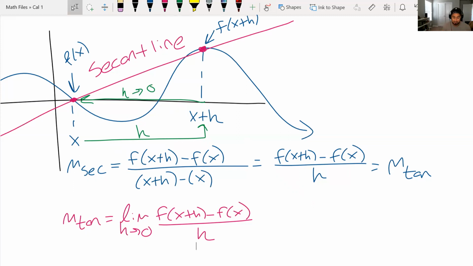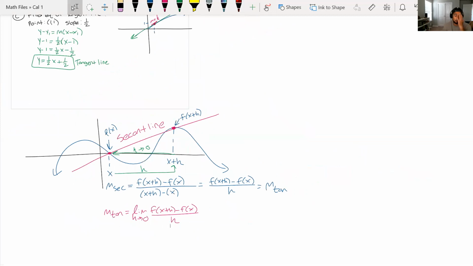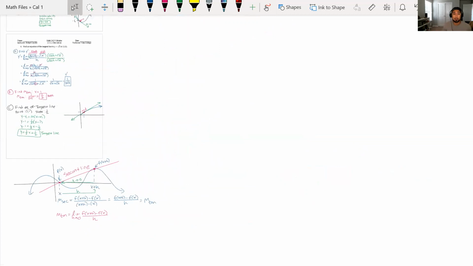And that's it. I think I just wanted to get that out of the way, and notice some similarities between those two. Okay, and that is it for 2.1 and 2.2. Excellent.